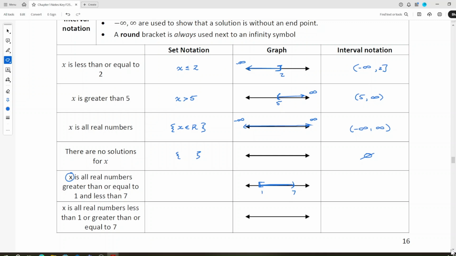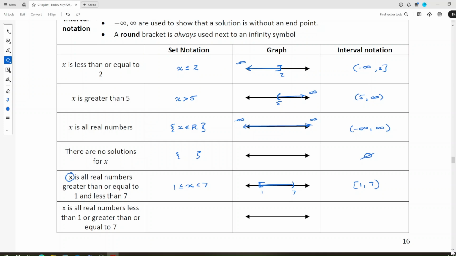And for this one, I went straight to the graph because I find it useful to do set and interval notation from this graph. So for my set notation, x is sandwiched between 1 and 7. And for my interval notation, x is everything from 1 to 7. So round bracket, right, not equal to, square bracket equal to, and just pulling it off the graph.